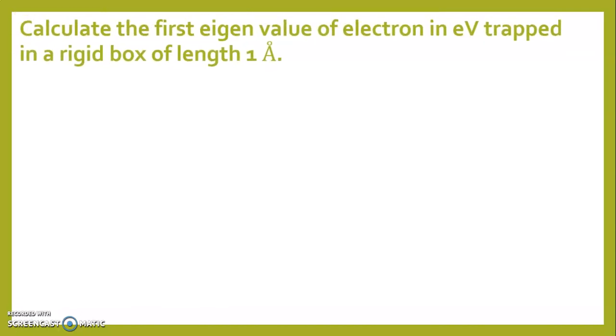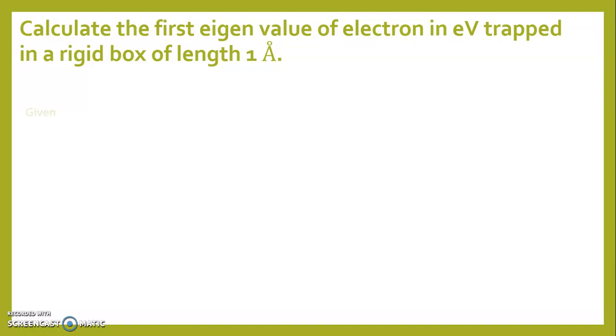Calculate the first energy eigenvalue, in electron volts, of an electron trapped in a rigid box of length 1 Angstrom. I'm repeating it. Calculate the first energy eigenvalue of an electron in electron volts trapped in a rigid box of length 1 Angstrom. So first eigenvalue means E1 we have to calculate.